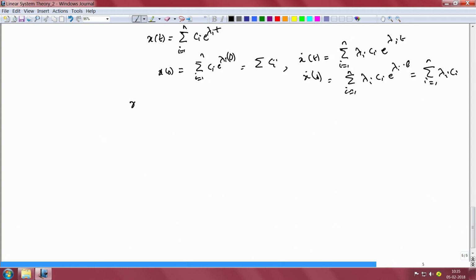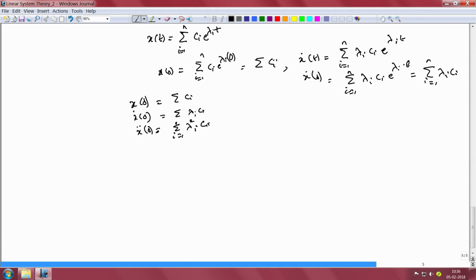So we can assemble all the initial conditions and the corresponding coefficients here. x of 0 is equal to sigma Ci, x dot of 0 is equal to sigma lambda i Ci, x double dot of 0 is equal to sigma lambda i square Ci.